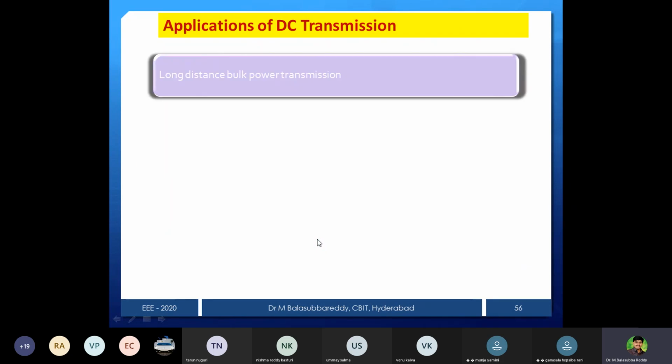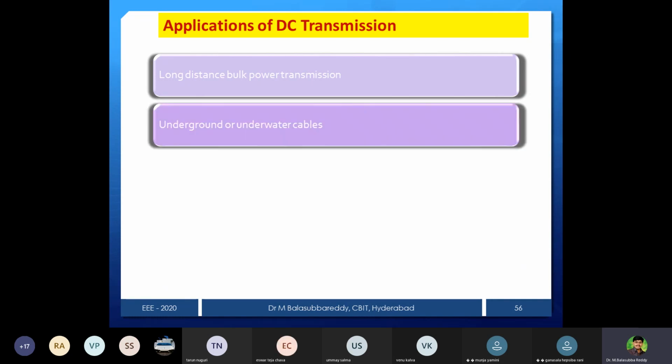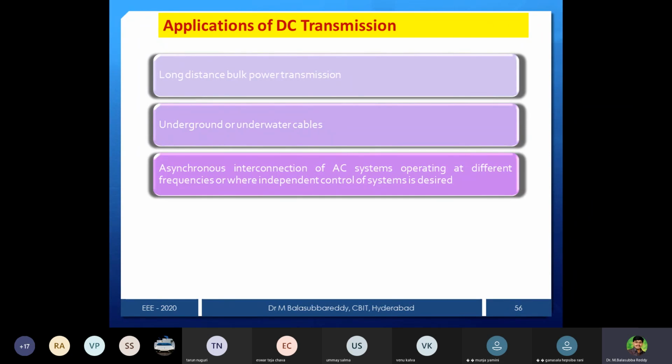And you'll see the applications, majorly four applications. Then I will elaborate on each and every one as we come across the application, with a little broader explanation. There is long distance bulk power transmission, underground or underwater cables, asynchronous interconnection of AC systems operating at different frequencies, and independent control of a system. These are some of the major applications, and then we'll see each one.